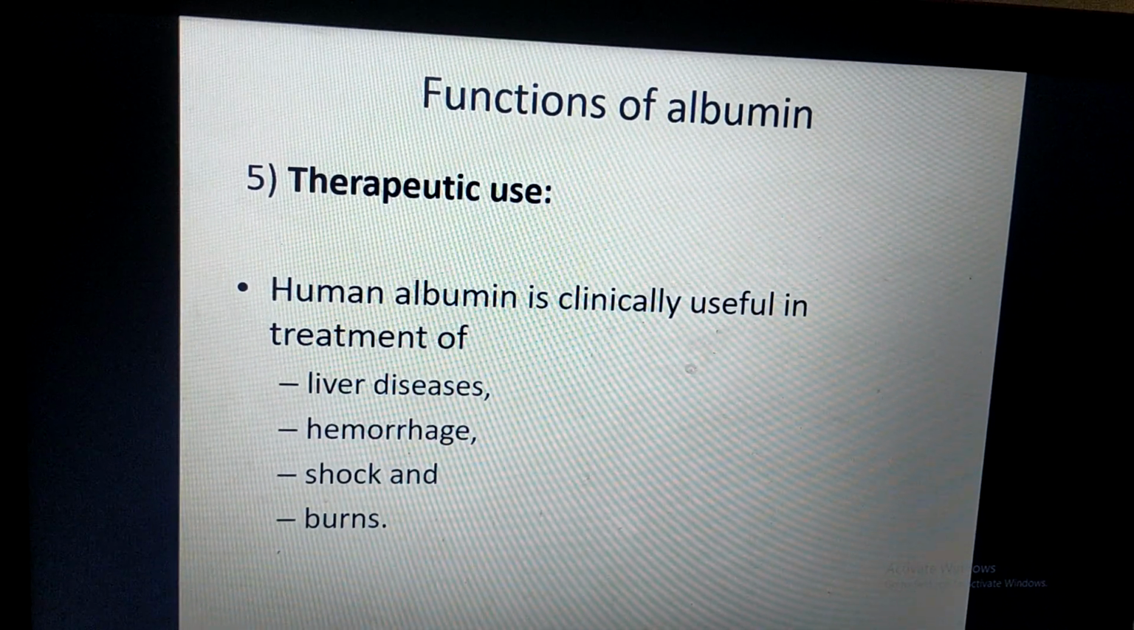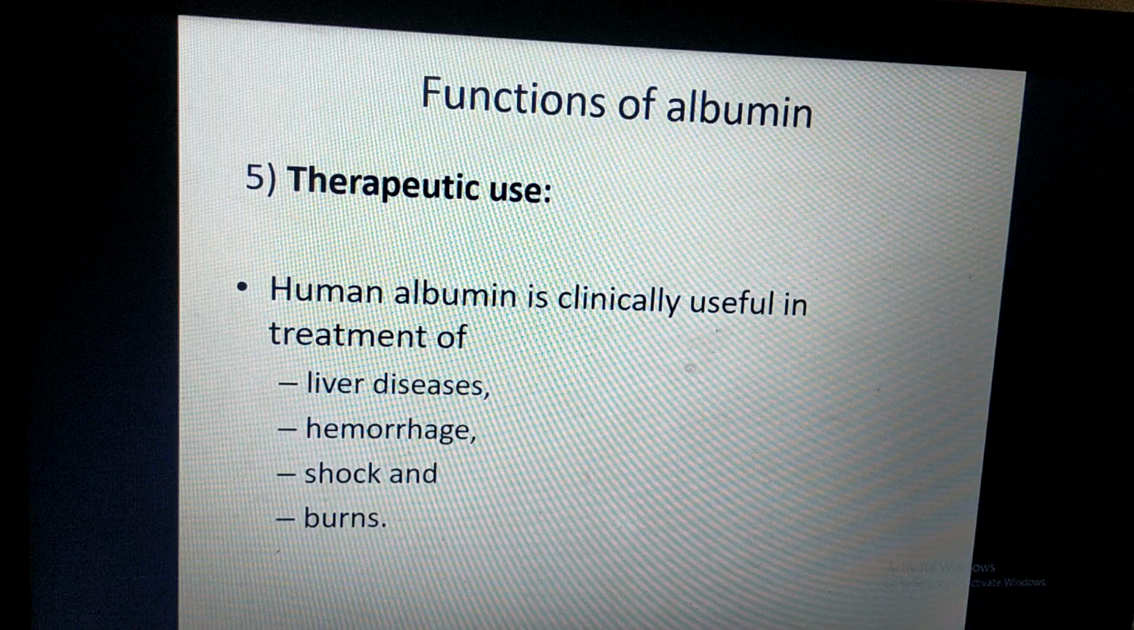Therapeutic use. Next function is therapeutic use. Human albumin is clinically useful in treatment of some diseases like liver diseases, where albumin synthesis decreases, hemorrhages when serum albumin is lost, shock and burns.